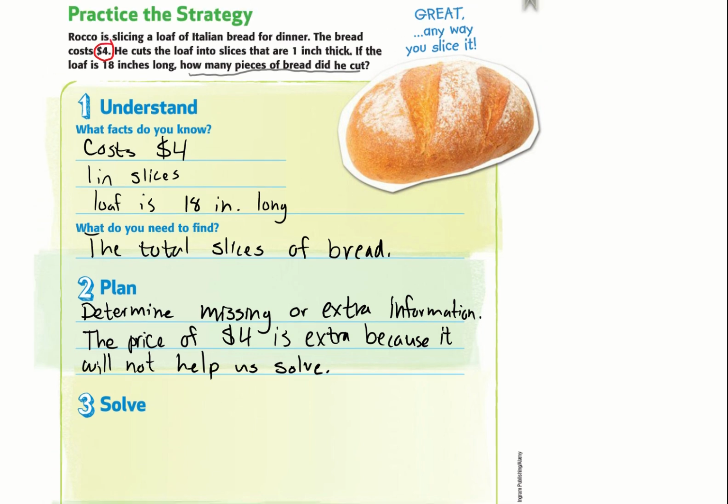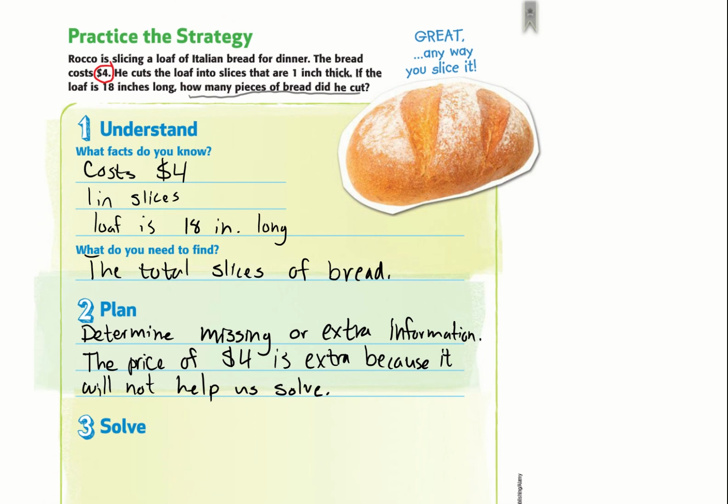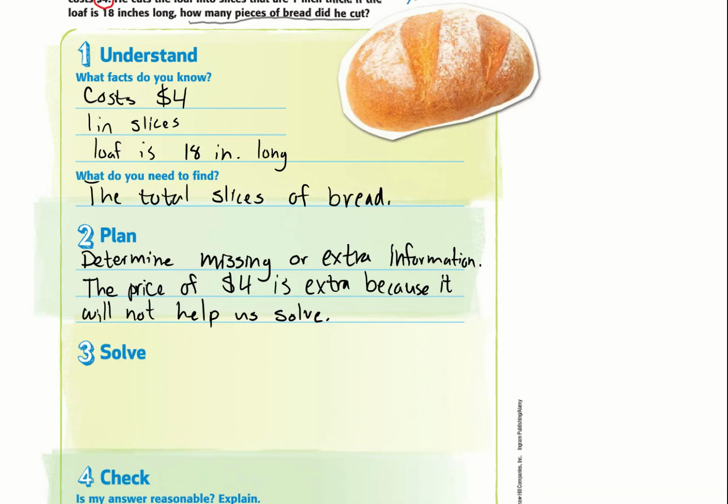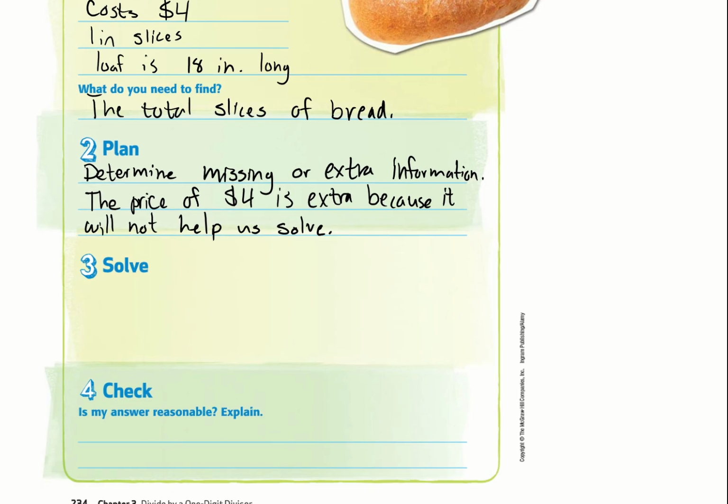And so now, do we have information to solve the problem? He cuts the loaf into slices that are 1 inch thick. If the loaf is 18 inches long, how many pieces of bread did he cut? Yes, we do. Because if the loaf is 18 inches long and we're doing 1 inch slices, we're dividing that 18-inch loaf into 1 inch slices. So we're going to get 18 slices.